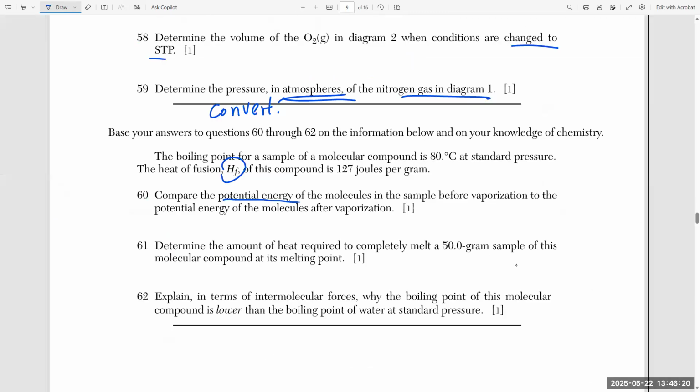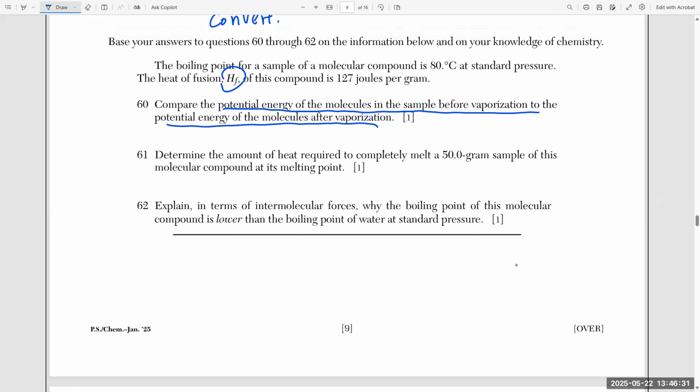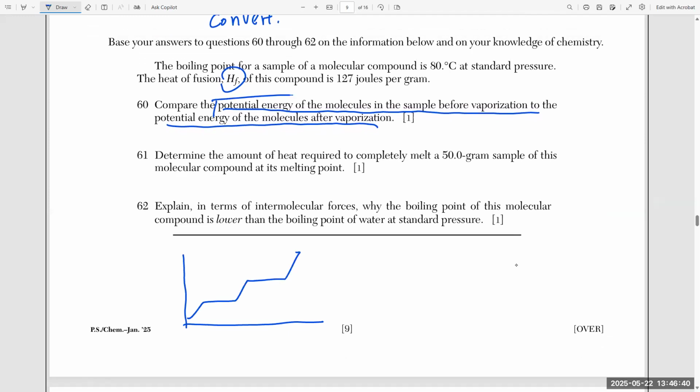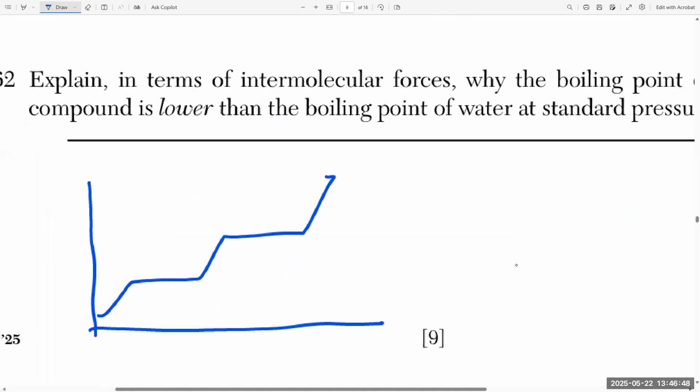Compare the potential energy of the molecules of the sample before vaporization to the potential energy of the molecules after vaporization. So what are we looking at? We're looking at vaporization. We're looking at something like this. You guys remember in class, because we see the words potential energy, PE. And the only graph you're going to remember from class that had that was this one, where you remember PE increasing here, and then kinetic energy increasing at the slopes, right? You guys remember?